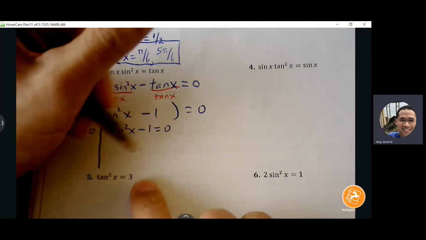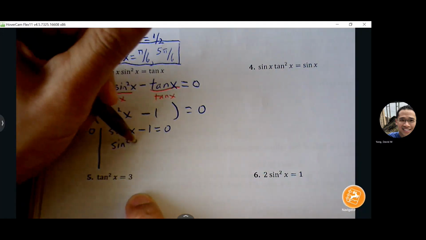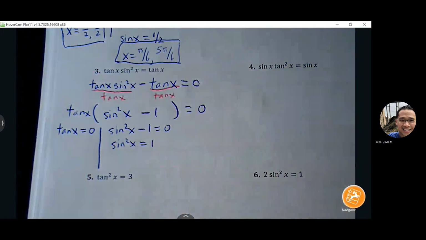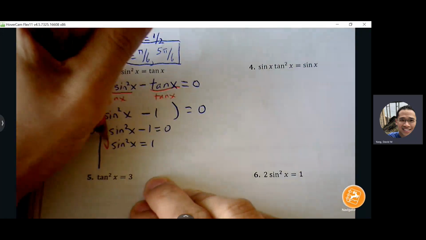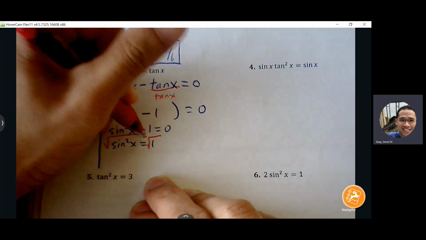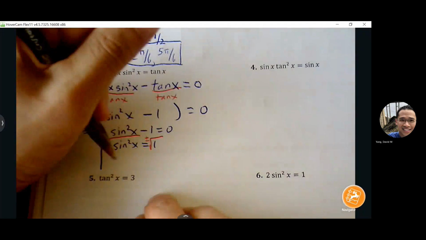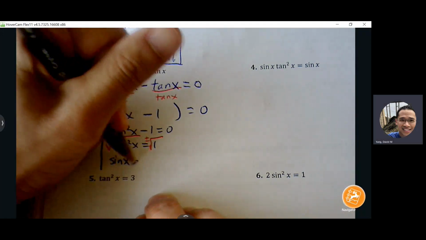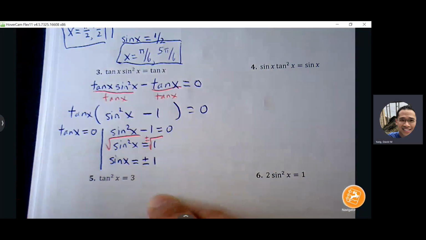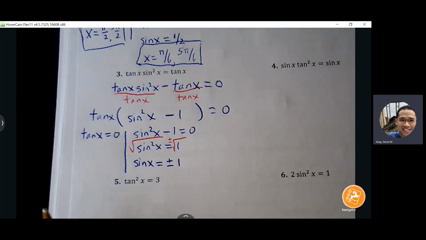I'll clean up that right side here. Okay, take the square root. Plus or minus shows up. So I want sine of x equal to plus or minus 1. So all the variations of 1 I want to list out.